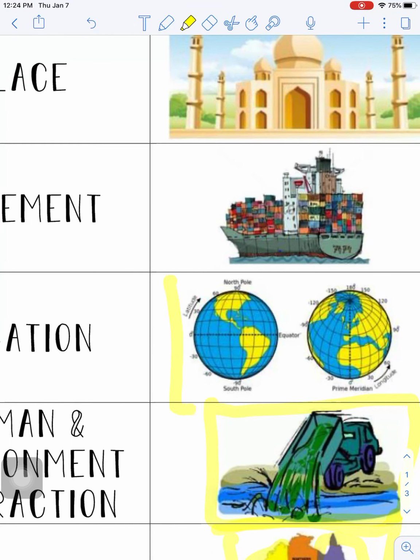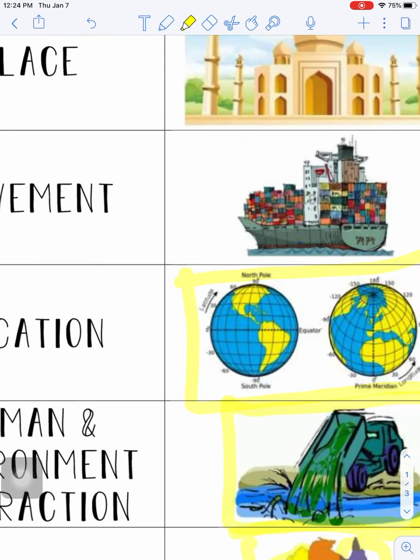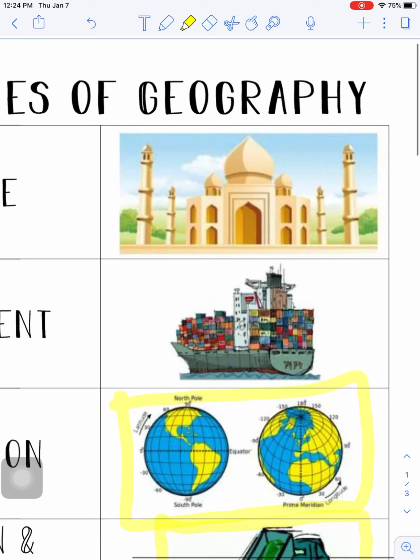This picture here is showing us different coordinates on our maps that we found. So again, location, we can use our absolute location to find a specific spot, or we can use relative location to find a spot using landmarks. And this one is showing us absolute location.